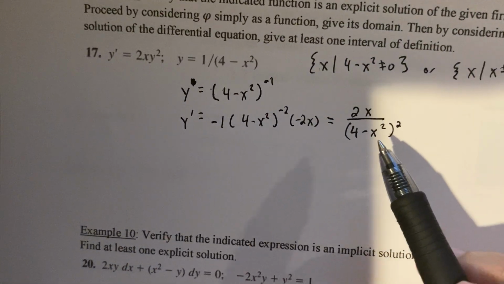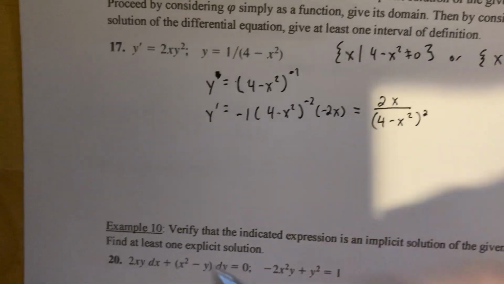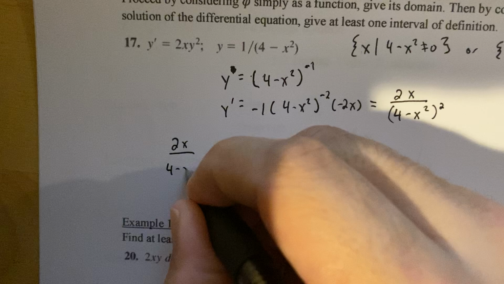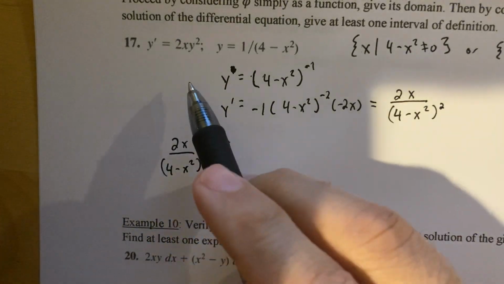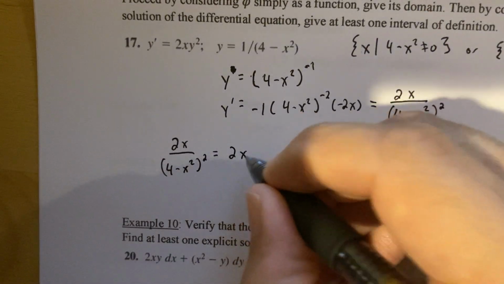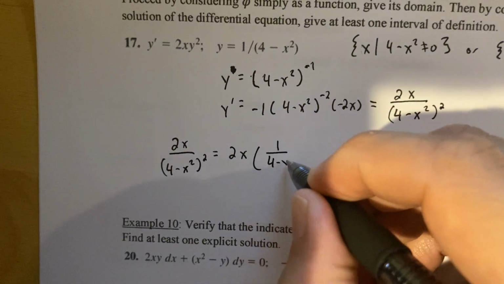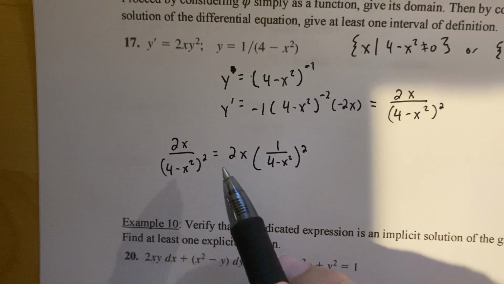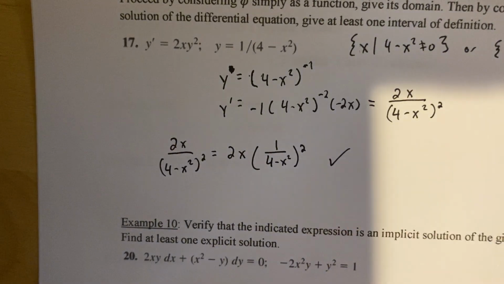So we're going to plug this into our differential equation and see if it equals 2x times y squared. So we have 2x over 4 minus x squared squared equals 2x times y squared. Y is 1 over 4 minus x squared. And then hopefully you see that if I multiply the 2x there, it's going to equal the same thing, so they check out. All right.